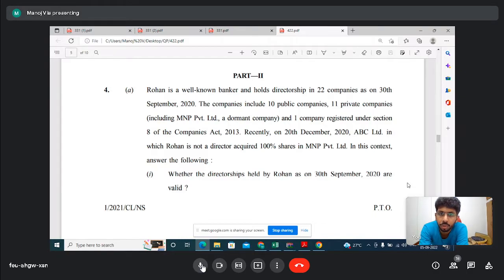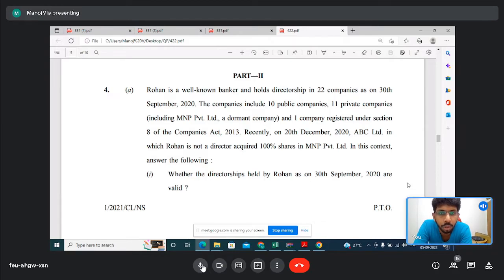Yeah, quickly, somebody decode, please. Decode the question. So he is in 22 companies. He is a director. Okay, slowly. As on 30th September 2022, he holds 22 companies. So, firstly, whether you are allowed to hold more than 20 companies? No, correct? Yes. So, as per reading of the first line, you come to the conclusion that there's something wrong. Right? Now you read further.